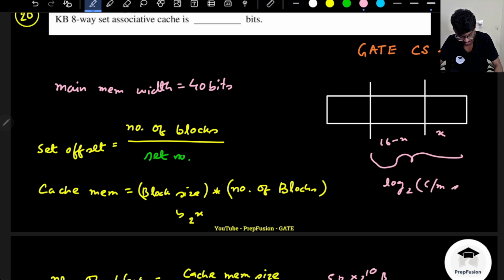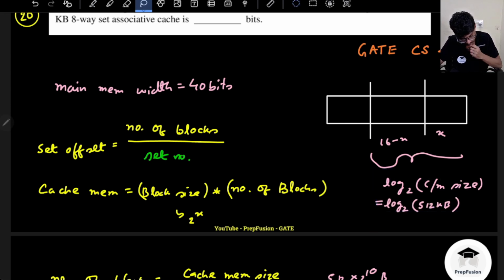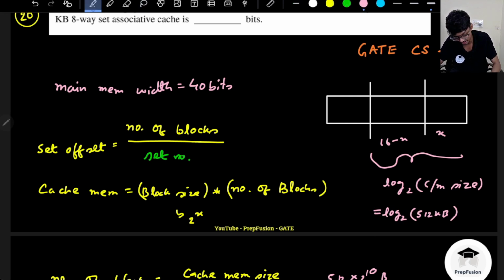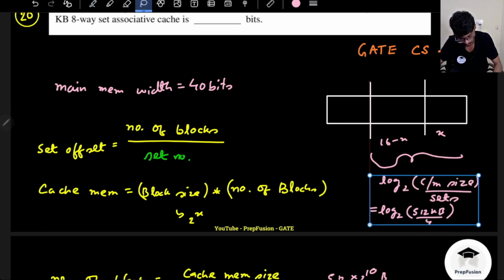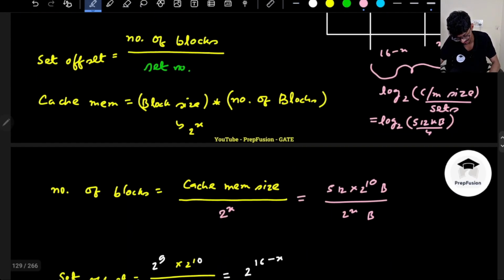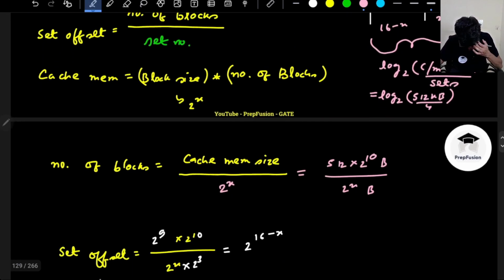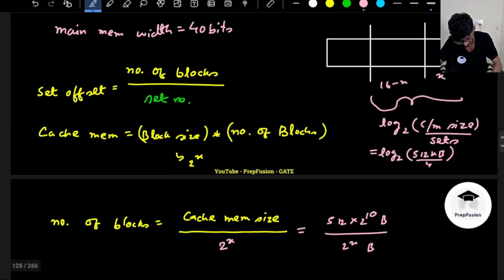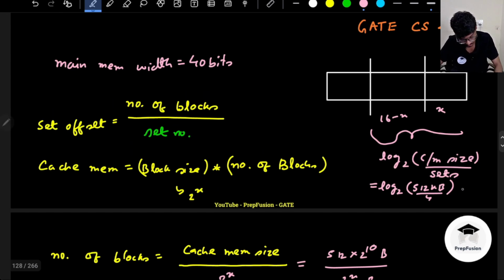If you observe this, it will always be the log of the cache memory size, where currently the cache memory size is 512 kilobytes. Actually, no, it is not equal to that: it is the cache memory size divided by the set associativity, so divided by 4 sets. This will come out to be 2 raised to power 16, because the block size gets cancelled when I multiply these two things. So ultimately this comes out to be 16 only.